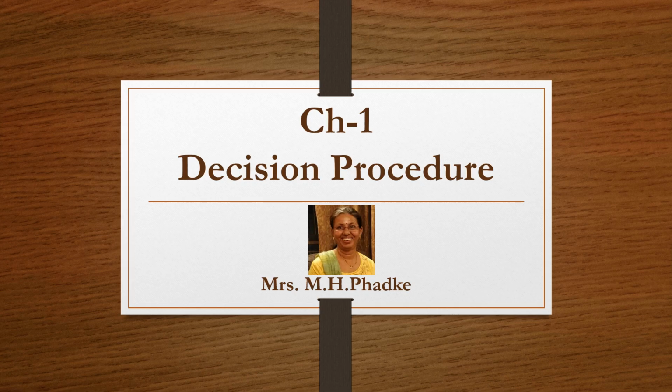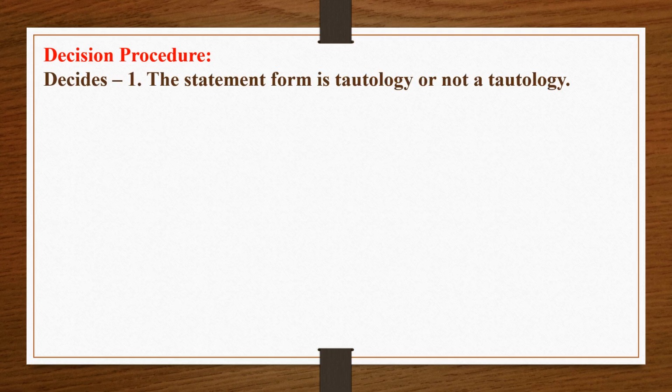Today we will learn Chapter 1, Decision Procedure. We already know what a decision procedure is. A decision procedure is a method which decides whether the statement form is a tautology or not a tautology. It also decides whether the argument is valid or invalid.